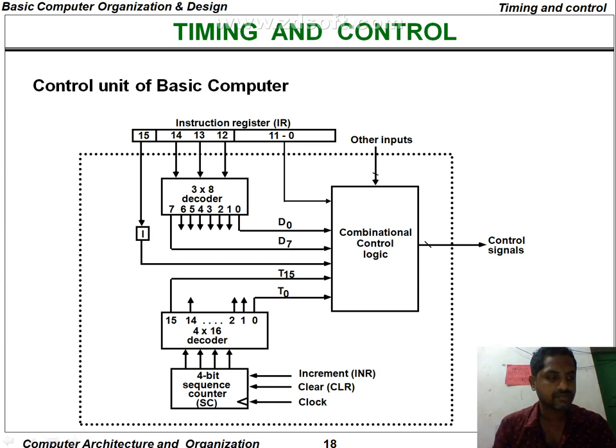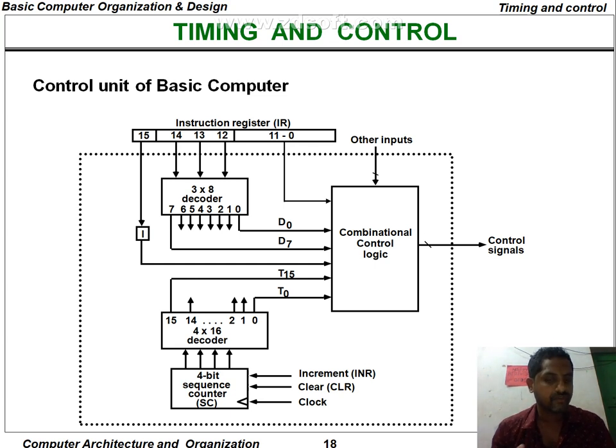The subscript of a decimal number is equal to the binary value of the corresponding opcode bits, and bit 15 is the I bit. The sequence counter SC can be incremented or cleared, and is driven by the clock. Most of the time the counter is incremented to produce the sequence of timing signals that perform the operation. Whenever it is cleared to 0, the next active timing signal will be T0. For example, consider SC is incremented: the signals T0, T1, T2 occur in sequence.